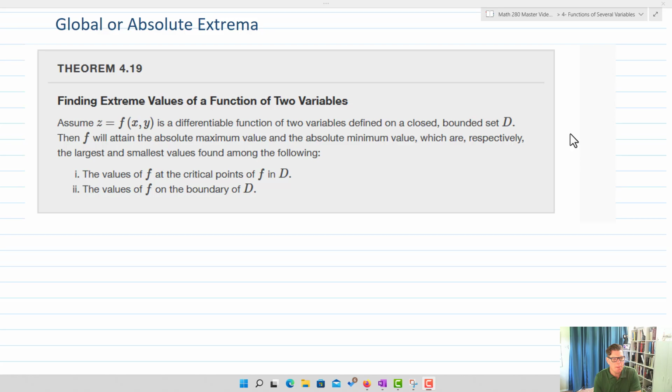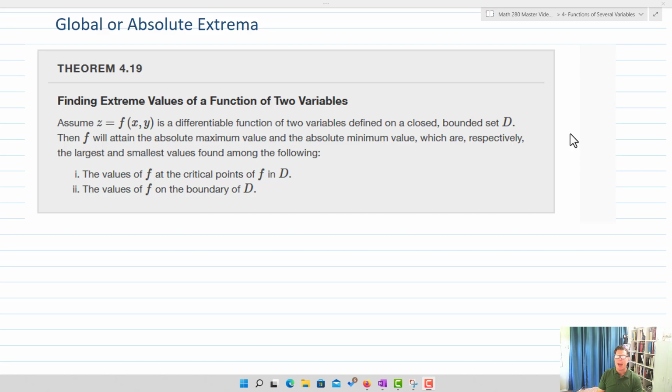Now let's talk about finding some extreme values of a function of 2 variables. Let's assume that we have z equals f of x, y, a differentiable function of 2 variables, and it's defined on a closed bounded set D. So we've got this bounded set D. It's closed, meaning that we are going to have a boundary of some sort. If you want to remember when we did it in the single variable, that meant that we had closed dots. We had not the open dots, we had the closed dots.